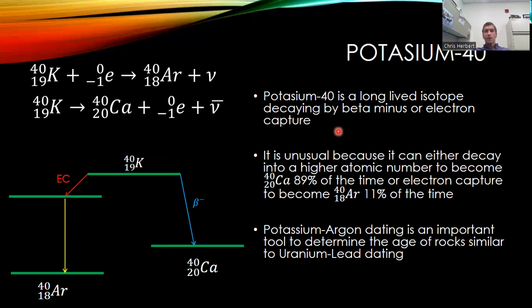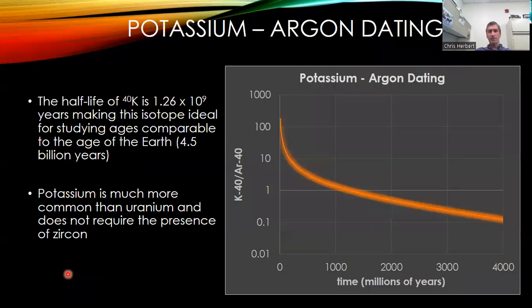So the radioisotope potassium 40, which is found in these materials, will decay either into argon 40 via electron capture, or decay into calcium 40 via beta minus. So it either moves up the periodic table or moves down the periodic table. Either Z is increased by 1 through beta minus decay, or the Z is decreased by 1 through electron capture. In any case, 11% of the time it becomes argon. So argon is less favored than the calcium decay.